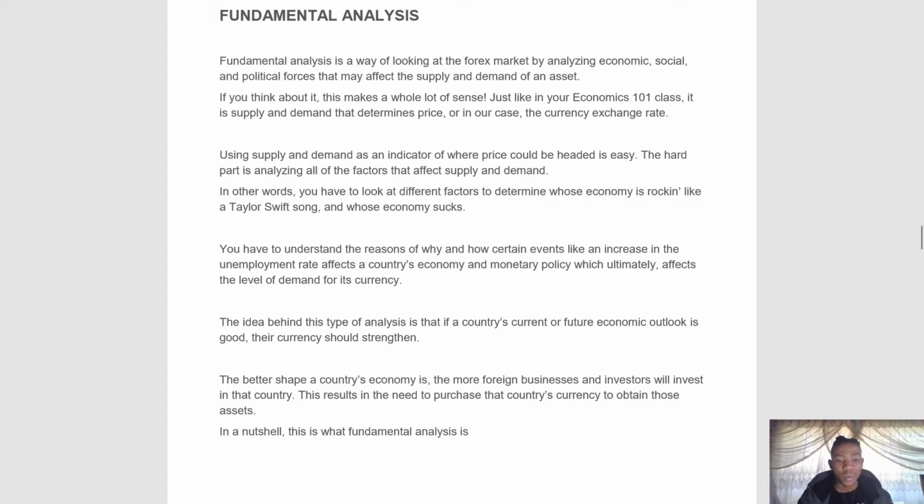So the better shape a country's economy is in, the more foreign businesses and investors are interested in the country, resulting in a purchase of the country's currency to obtain those assets. So in a nutshell, that's what fundamental analysis is. Fundamentals help us understand what will happen next by how the economy is doing in terms of the economic, social, and political forces that actually affect the entire economy.